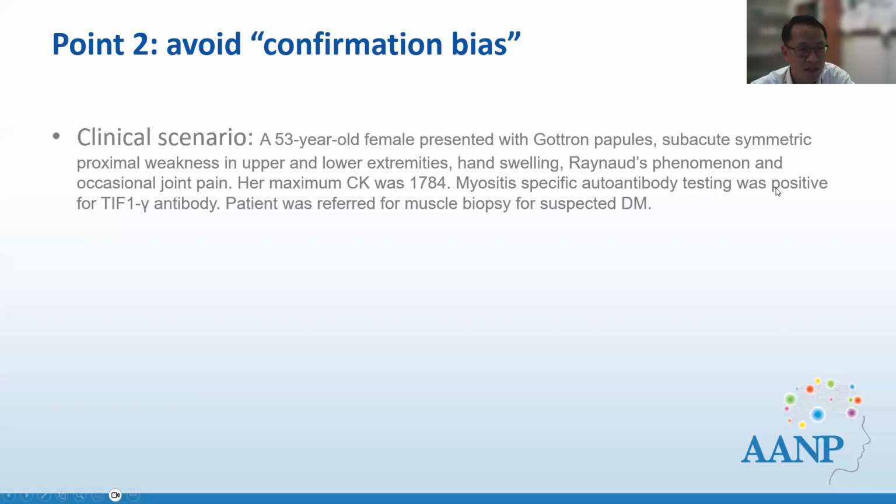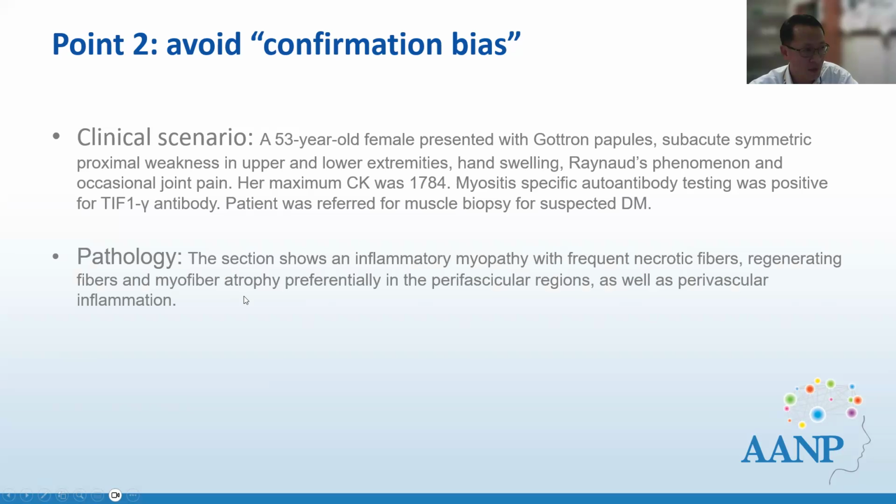Myositis-specific autoantibody testing was positive for TIF1 gamma. Okay, so this is seemingly a dermatomyositis case then, even with the serology. The pathology shows an inflammatory myopathy with frequent necrotic fibers, regenerating fibers, and myofiber atrophy, preferentially in the perivascular regions, as well as perivascular inflammation. So a diagnosis is given: TIF1 gamma positive dermatomyositis. So no obvious problem there.